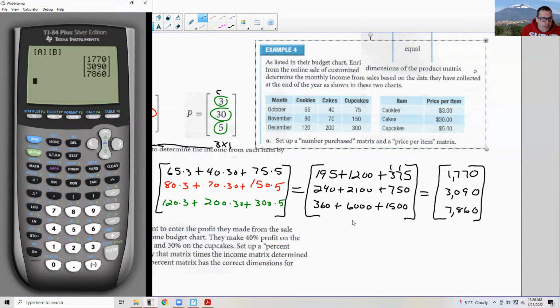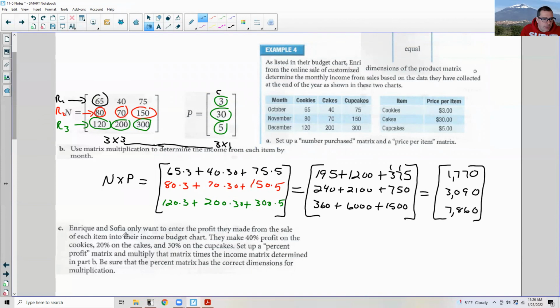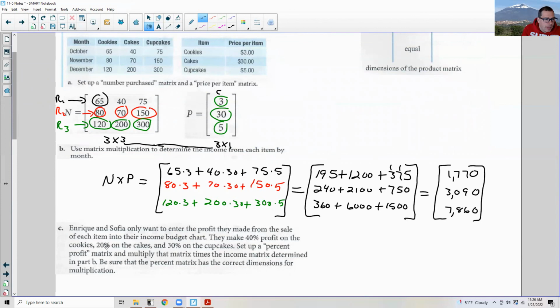Okay, now the next question is, Enrique and Sophia only want to enter the profit they made from the sale of each item into their income budget chart. They make 40% profit on the cookies, 20% on the cake, and 30% on the cupcakes. So they don't make the same percentage on each item. Set up a percent profit matrix and multiply the matrix times the income matrix determined in part B. Be sure that the percent matrix has the correct dimensions for multiplication.